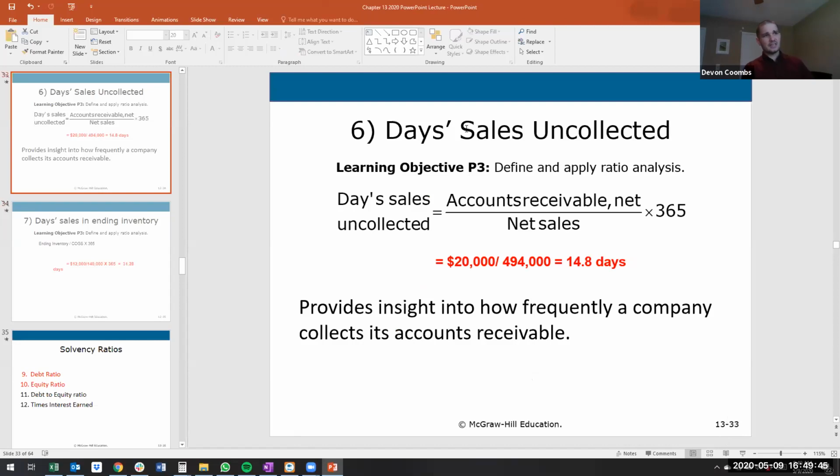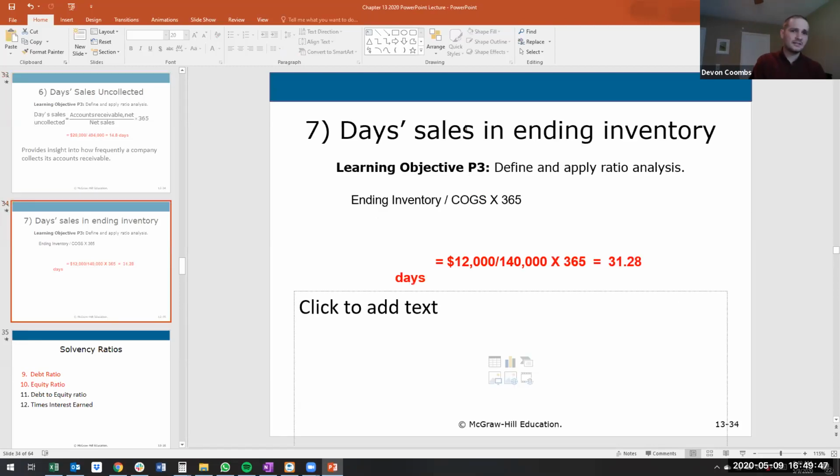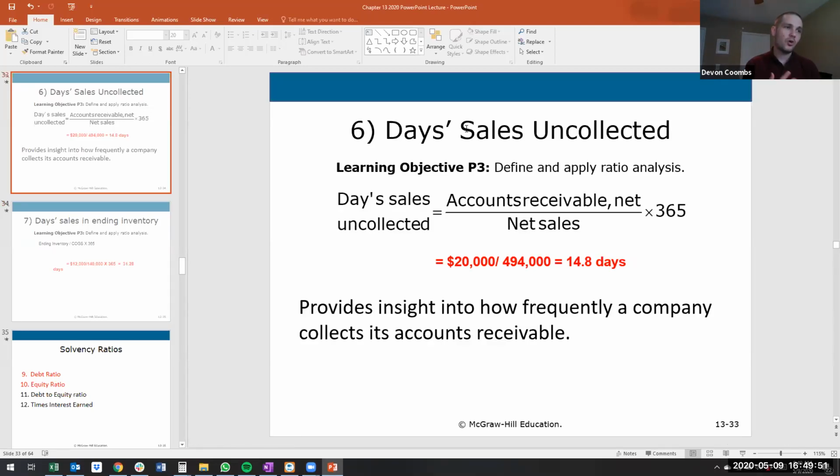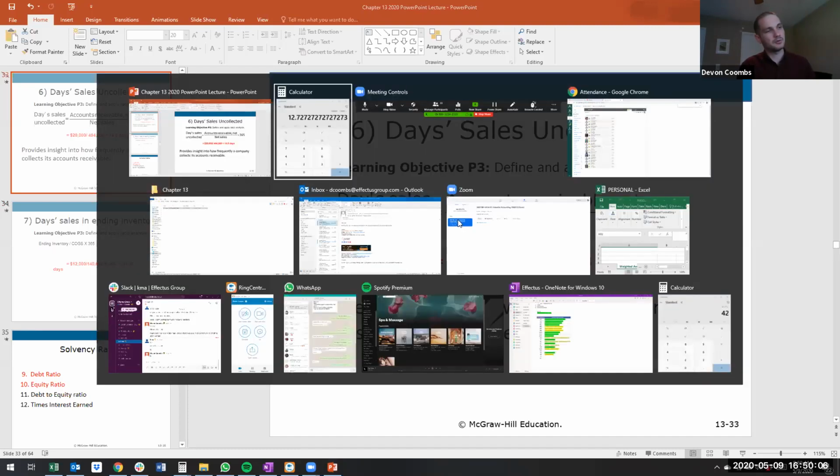These last pieces are day sales uncollected, or day sales collected, or days in ending inventory. This just helps us know how long it takes us to collect our receivables. So this is a useful metric to see if we need to improve on the collection side of our business. And so what we do here is we take our accounts receivable net divided by our net sales and multiplied by the number of days in a year.